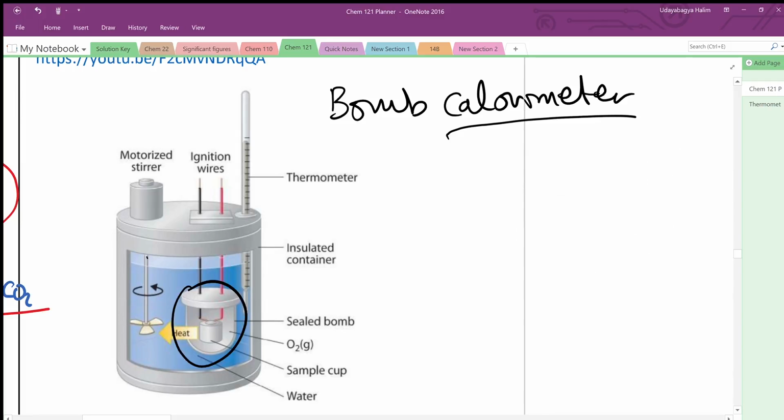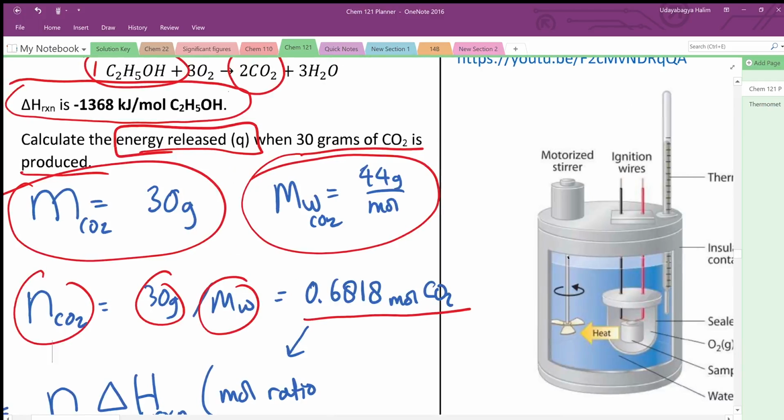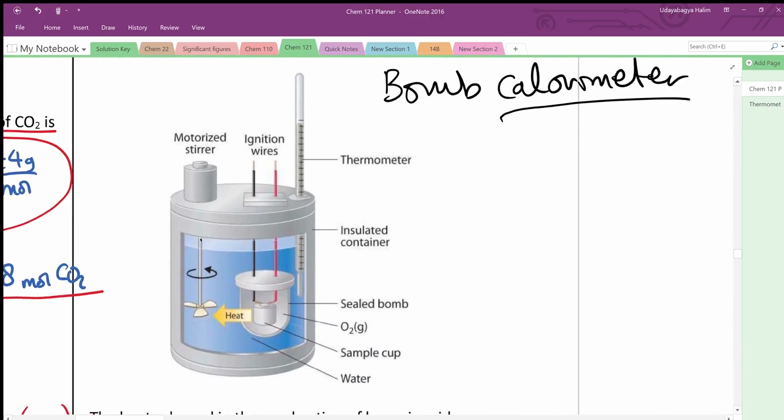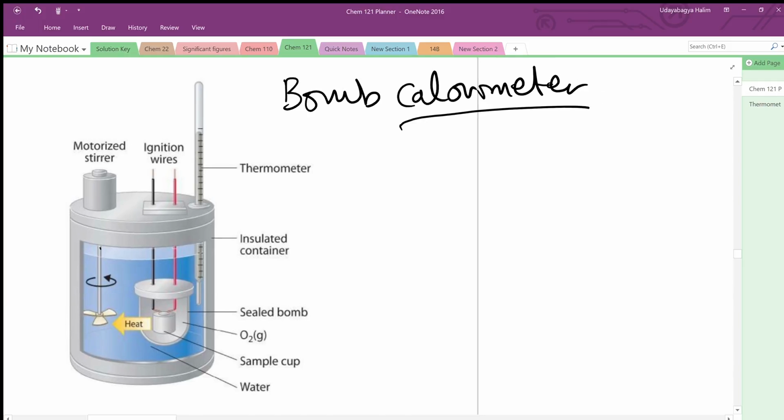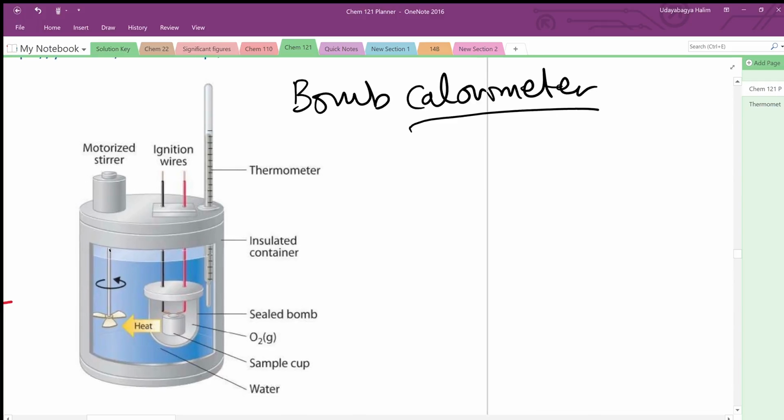Anybody know why it's called a bomb calorimeter? No? Where do you guys plan to take your labs for the lab equivalent for this class? SMC? I don't think they do an actual bomb calorimeter at SMC.